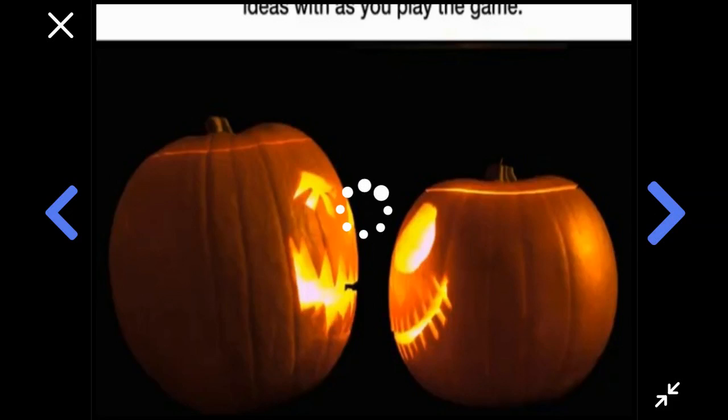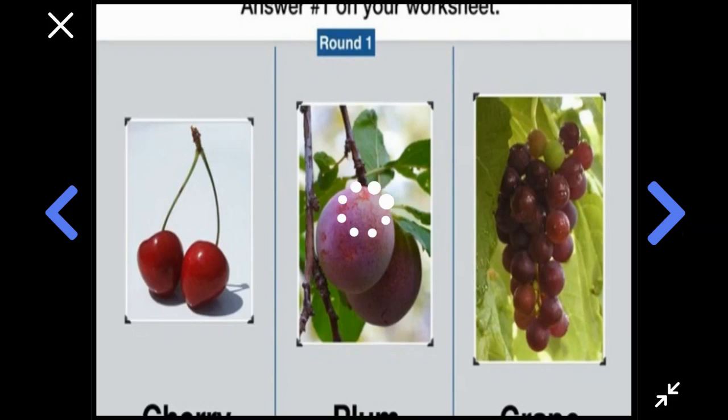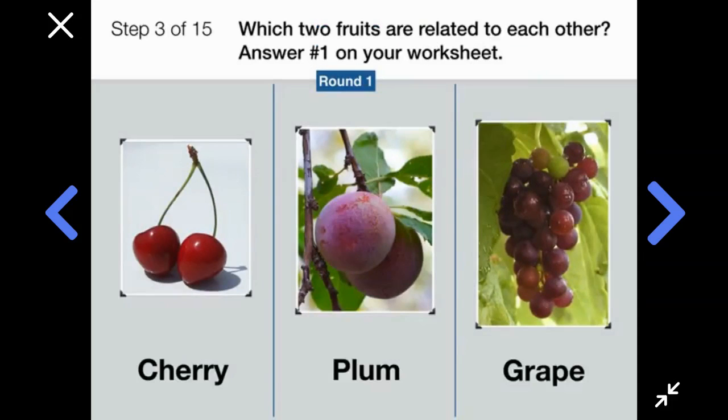Get a handout. That's all you need to get started. Find a partner, someone to share your ideas with as you play the game. Which 2 fruits are related to each other? Think about what you know about these fruits. Then answer number 1 on your worksheet.